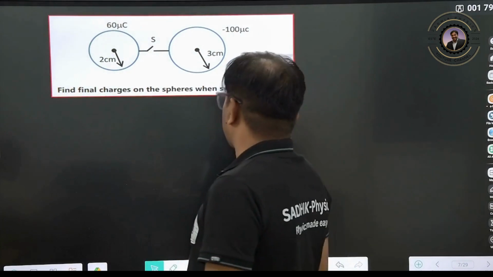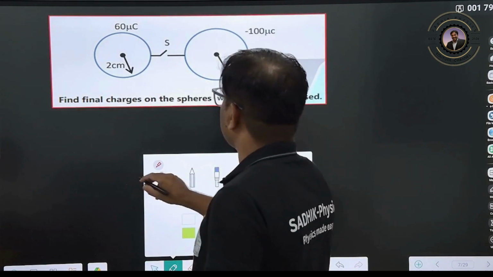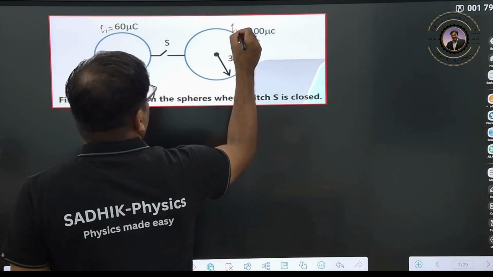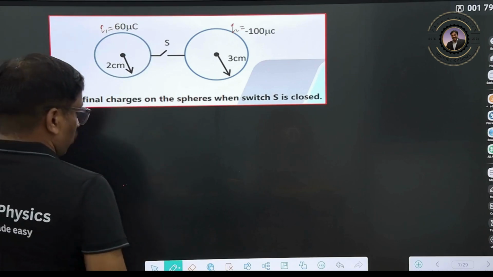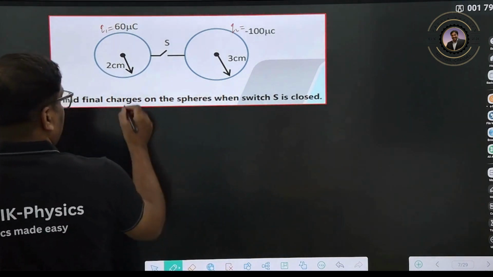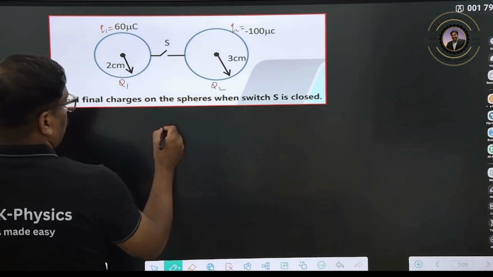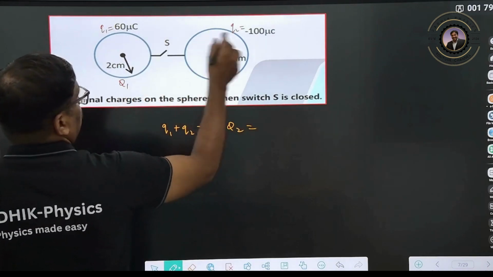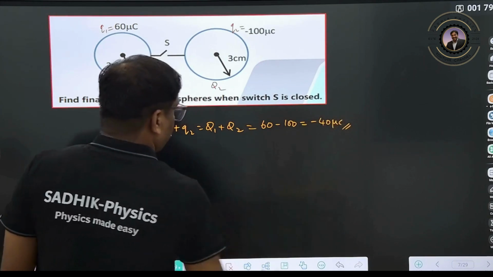Yeah, same type of question, but there is a slight change. What is given now? Q1 is given, how much will it be? 60 microcoulomb. Q2 is given, how much now? Minus 100. Again it is closed, therefore the same thing. Initially how much charge was there? Finally also that much amount of charge only will be present here. So then we can rewrite it as Q1 plus Q2 is equal to 60 minus 100, which is minus 40 microcoulomb.